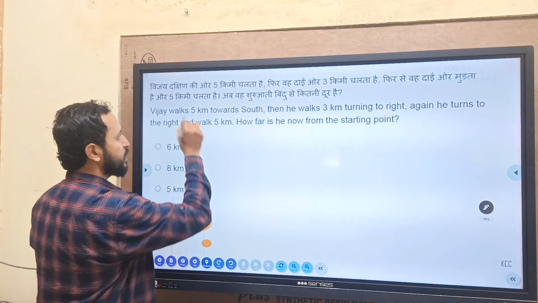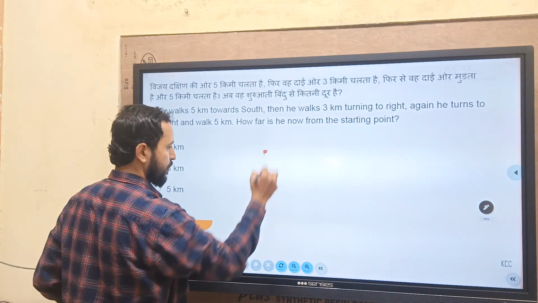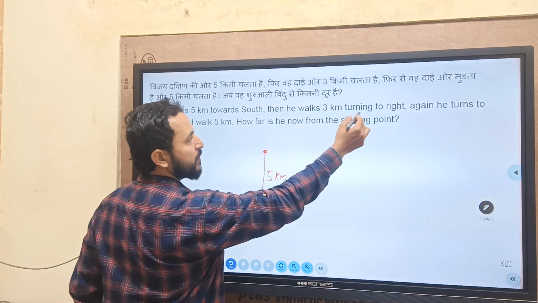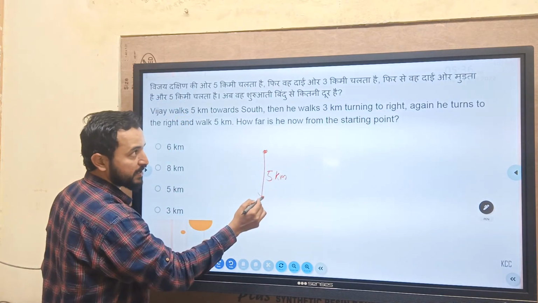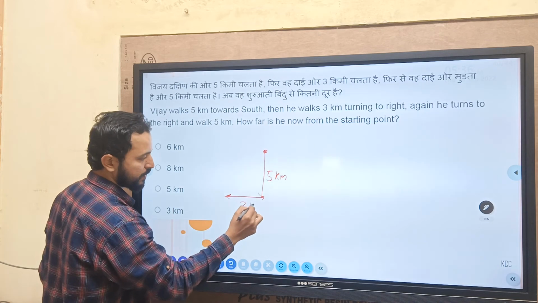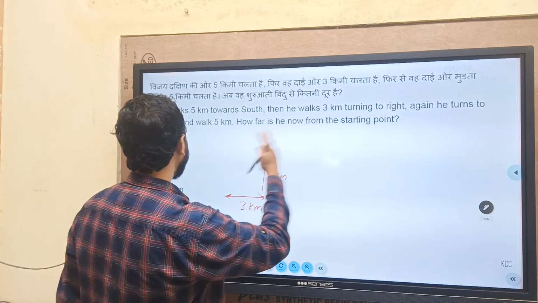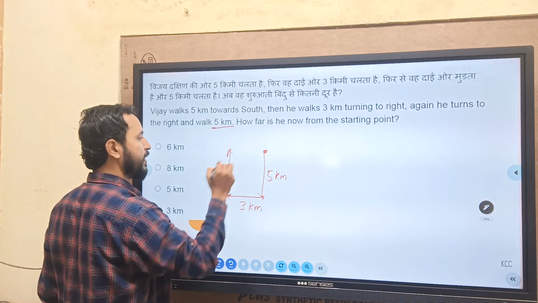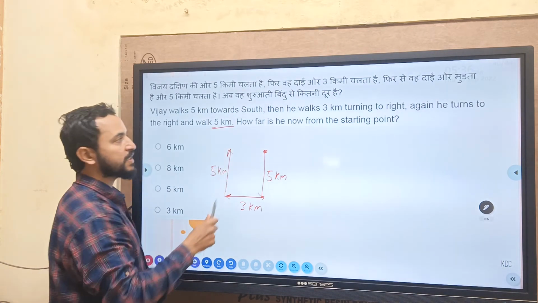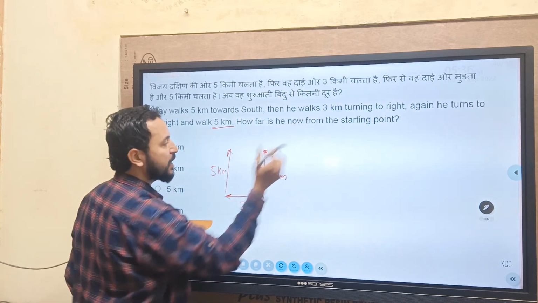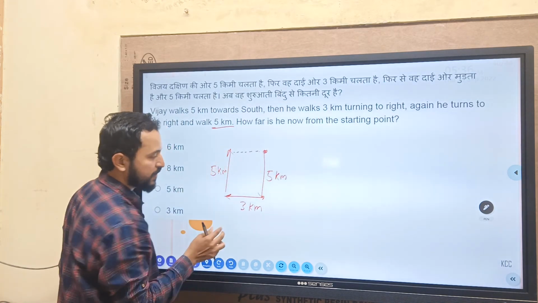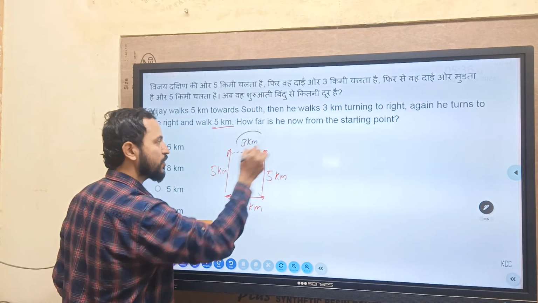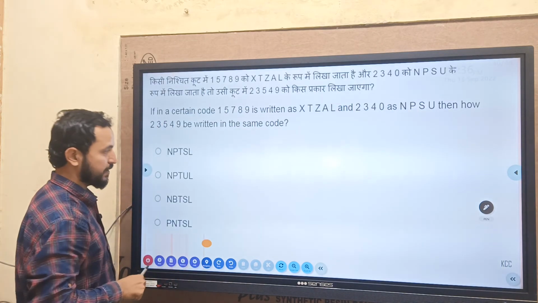Okay, direction question. Vijay walks 5 km south. Then walks 3 km turning right. From here he turned right, 3 km. Again he turns right, and from here walks 5 km. The question asked is how far is he from the starting point? The distance from here is 3 km. So same to same, 3 km is the answer for the question.